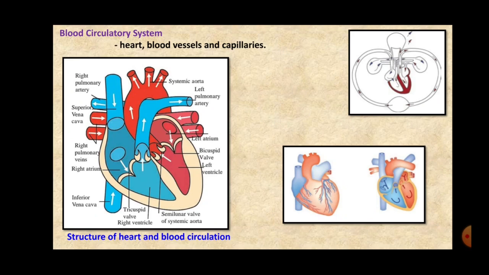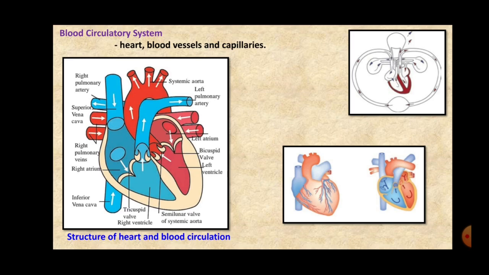Now on the left side of the screen, as you can see, the picture of the heart is so colorful with red and blue color. Any idea, students, what this color depicts? Yes, red color depicts the pure blood, whereas the blue color depicts the impure blood. Pure blood carries oxygen, whereas impure blood carries carbon dioxide.